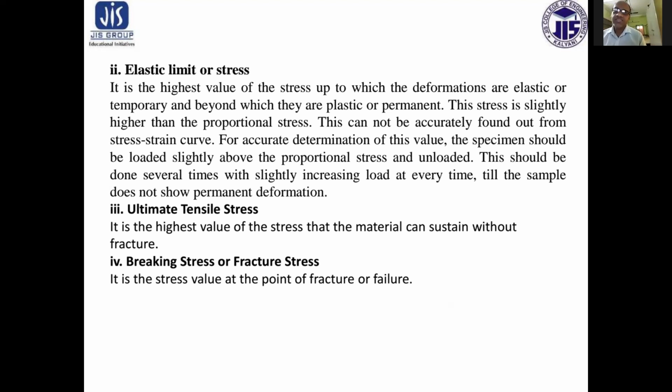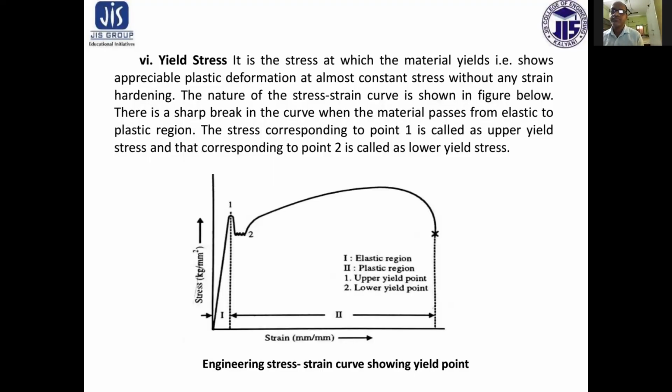Ultimate tensile strength is the highest value of stress that a material can sustain without fracture. And number 4, breaking stress or fracture stress, is the stress value at the point of fracture or failure. Next is yield stress. It is the stress at which the material yields, that is, shows appreciable plastic deformation at almost constant stress without any strain hardening.